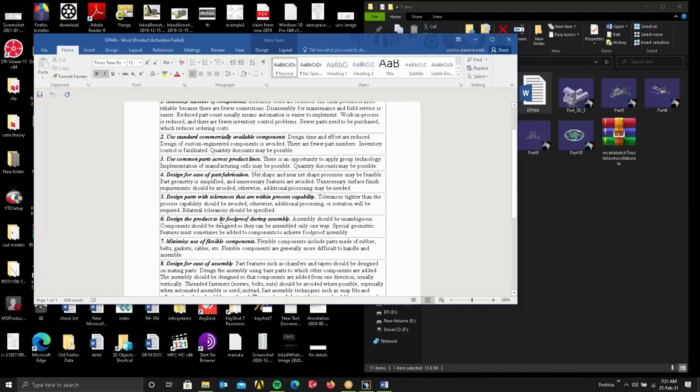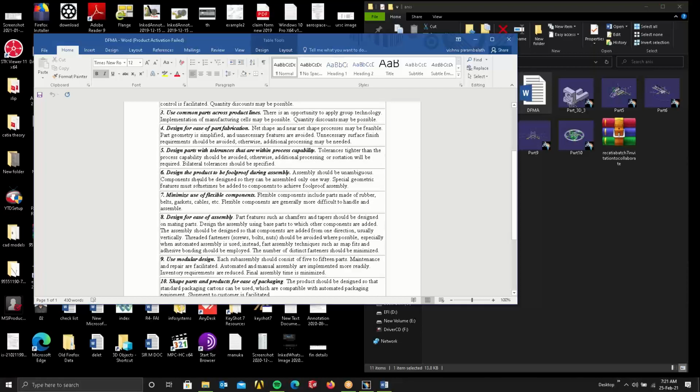Design for ease of part fabrication, like for bending and all those things. You should give enough tolerance, enough space between those things, so you can do the bending operation. All those things should be considered. Then design the product to be foolproof during assembly. Components should be designed so that they can be assembled only one way.